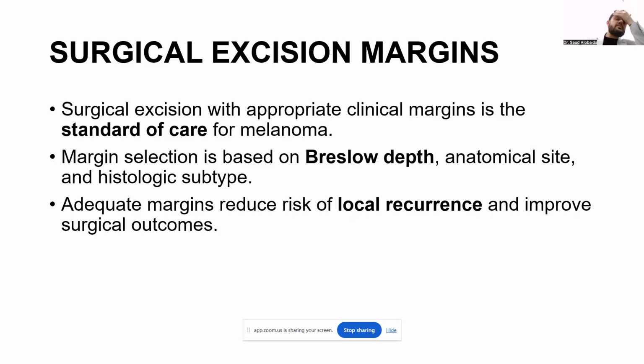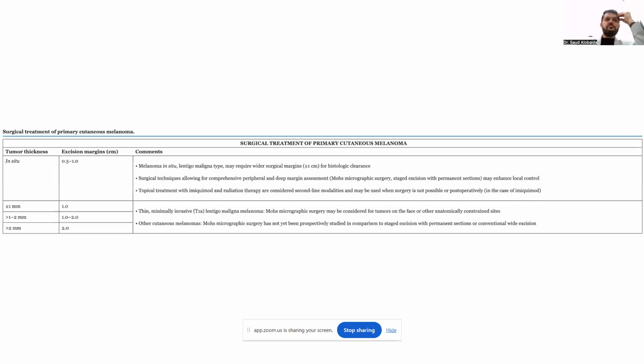So excision margin, and this is very important, and I think it's an area of debate, but it really depends on the Breslow depth to choose how much margin you're going to take with your excision. So when it's an in situ, you're okay with 0.5 up to 1 centimeter, okay? If the depth is less than 1 millimeter, 1 to 2, more than 2, and so on.